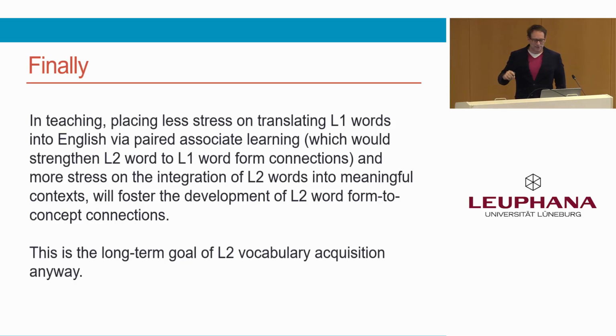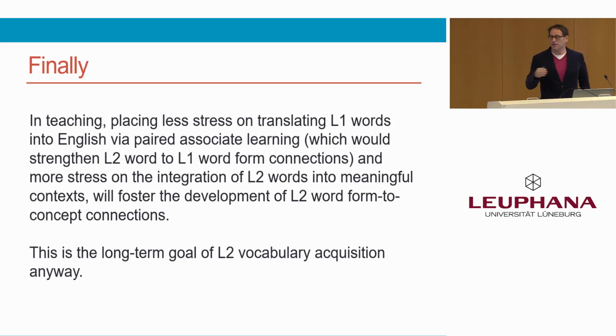This is basically from my 2012 paper almost. So in teaching, what we could try to do is place less stress on translating L2 words. So not so much the vocabulary lists. That would be the paired associate learning, because it strengthens the lexical link between the L2 word and the L1 word. A link that we actually don't want to use at a specific point when we become proficient enough. We want to use the conceptual link that links it to the concept.